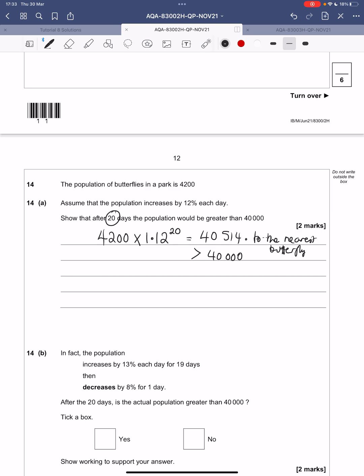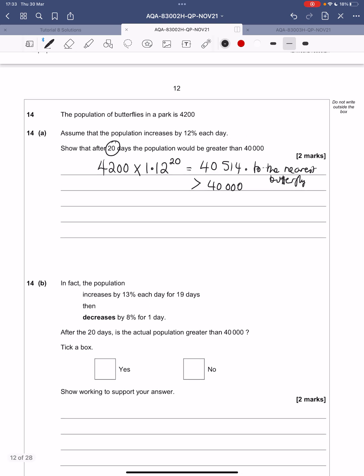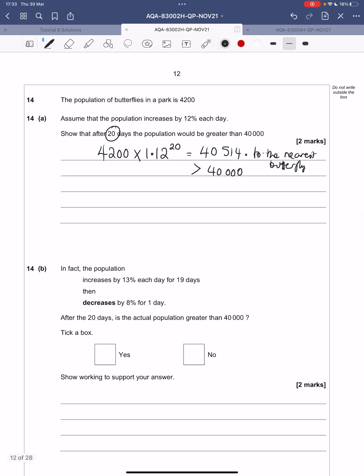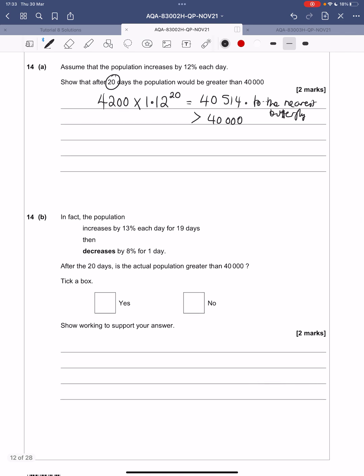Part B. In fact, the population increases by 13% each day for 19 days, then decreases by 8% for 1 day. Okay, so maybe that's like their lifetime. So then after 20 days, is the population greater than 40,000? It starts off with 4,200 again, and then we multiply it by 1.13 to the power 19. And then to decrease by 8%, we multiply by 0.92, because 8% is 0.08, so it's 0.92. It's to the power 1, but you don't need to put that on the calculator, so I'll just put that in brackets. If it was 2, we would have to put it in there.